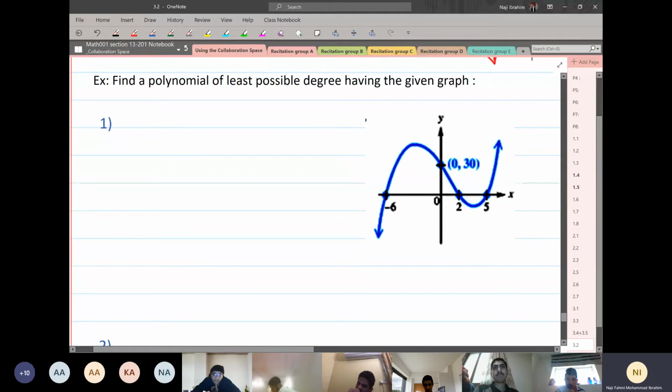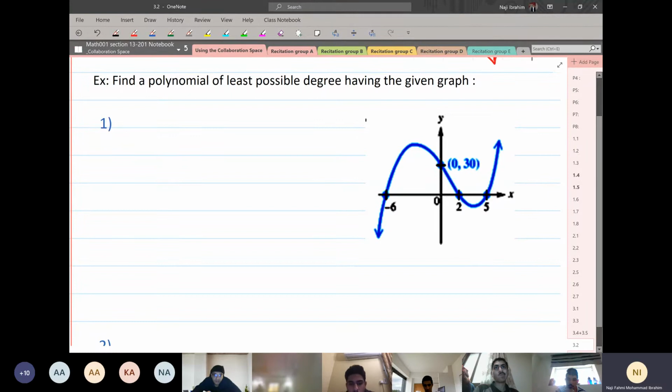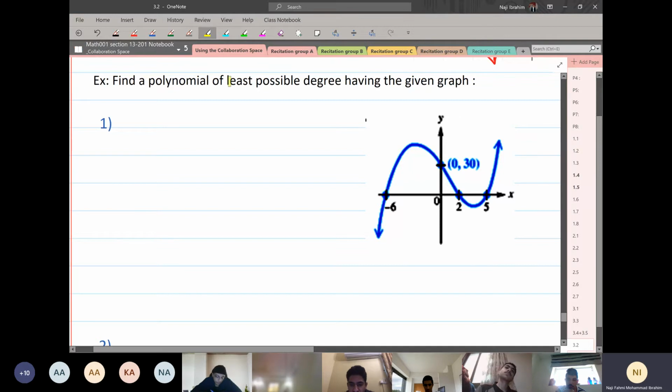Now this example, Shabab, is the opposite. He says find a polynomial of least possible degree having the given graph. So this time he gave me the graph and he wants me to find the polynomial. But here, if you repeat reading, Shabab, what does he say here in the yellow? Of least possible degree.